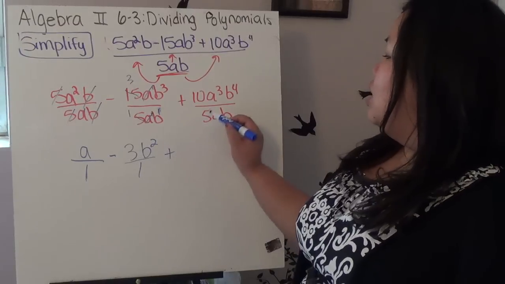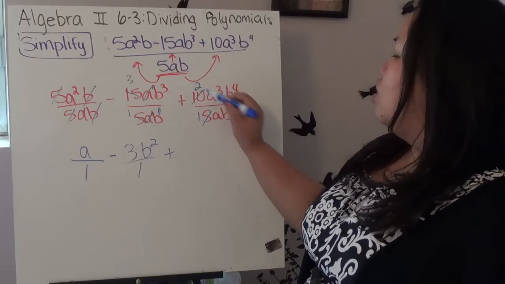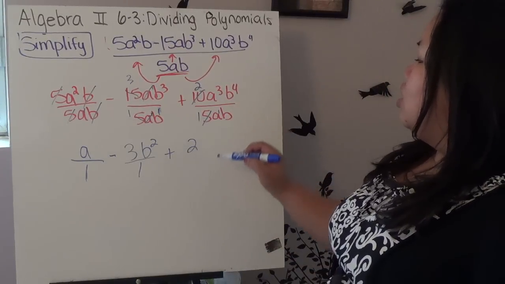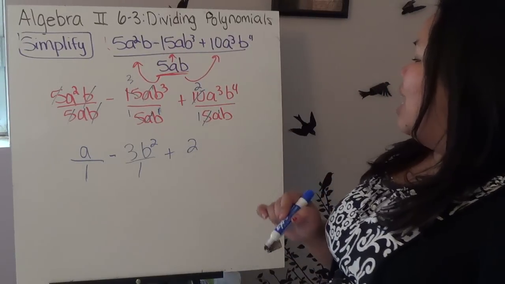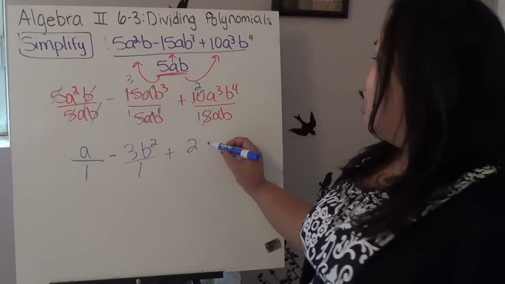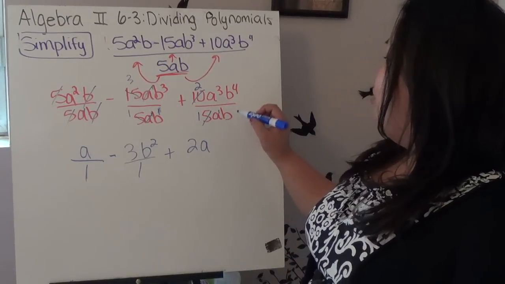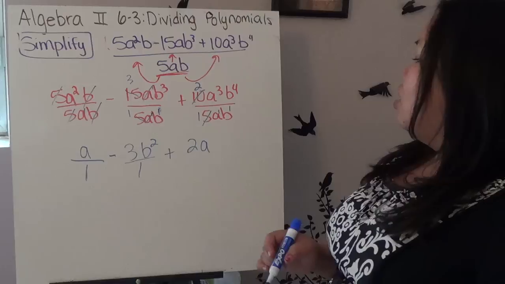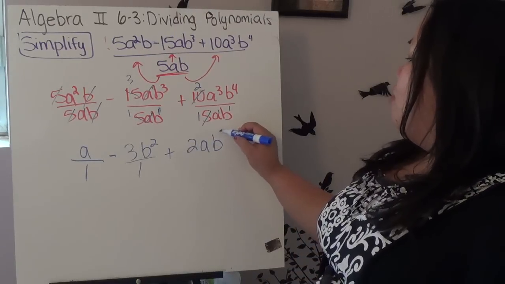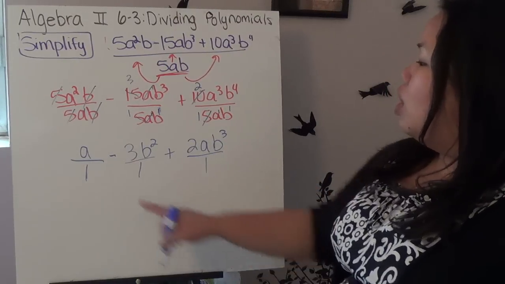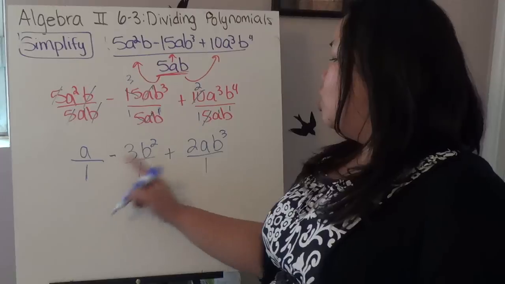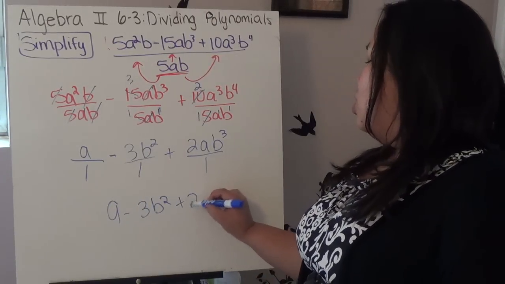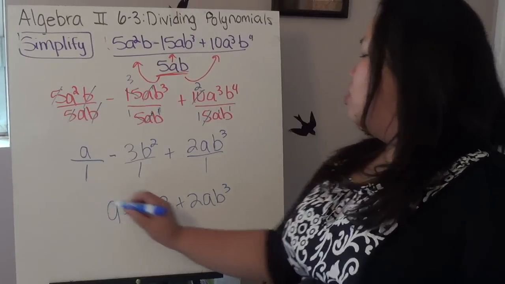The next one is 10. This is 1 and this goes 2, so this is 2. And then this is A to the third and A to the first. And so this gives me A to the second, and A to the second is positive, so again it goes on top. And this is B to the fourth and B to the first. 4 minus 1 is 3. B to the third, and this is positive, so it goes over here. So since there's only 1s on the bottom, my answer will be A minus 3b squared plus 2ab cubed.